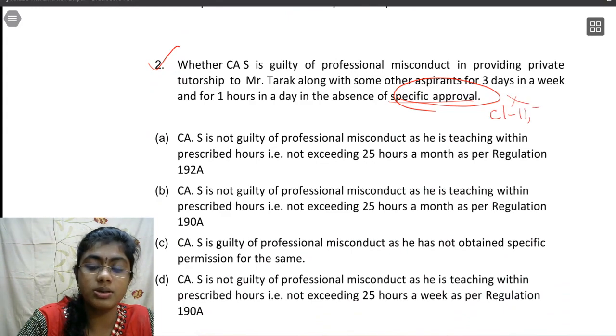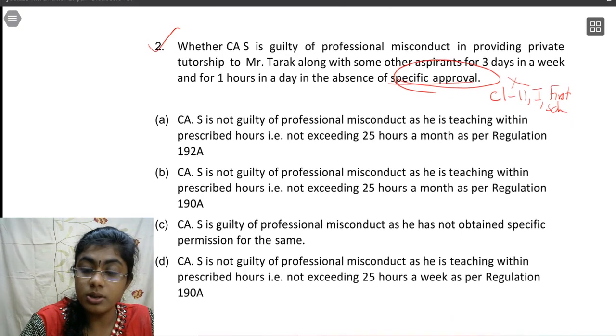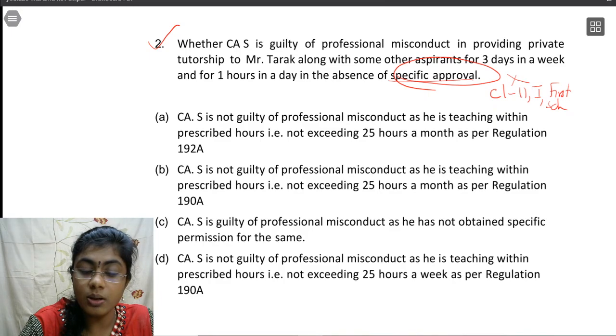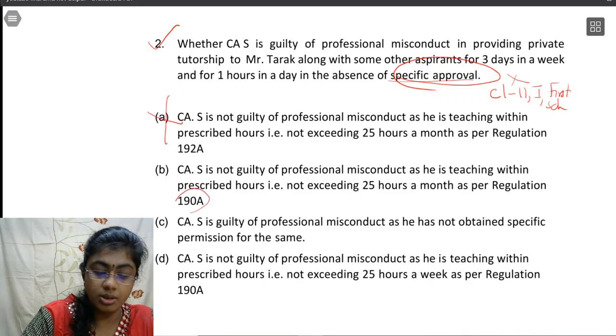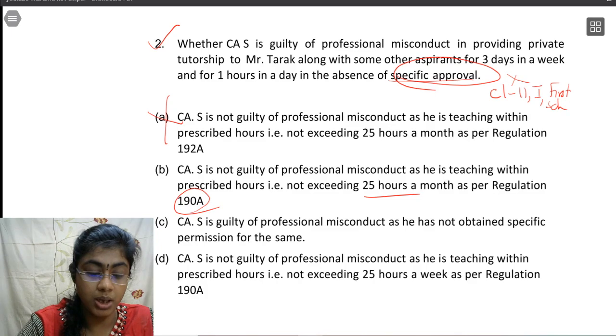This is mentioned in clause 11 part 1 of which schedule? Correct, First Schedule. So come on, reading the options. CAS is not guilty of professional misconduct as he is teaching within prescribed hours, 25 hours a month. It's 25 hours a week. So this is not the option. CAS is not guilty of professional misconduct. He is teaching within the prescribed hours. Okay, again that question. This is not the particular clause and 25 hours. Again that month. No.